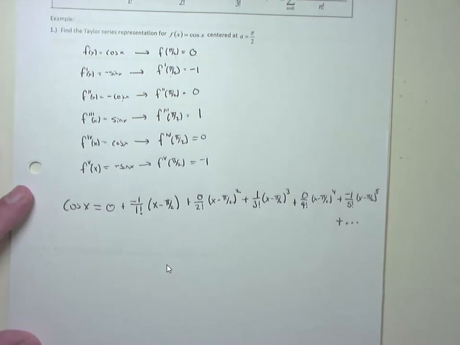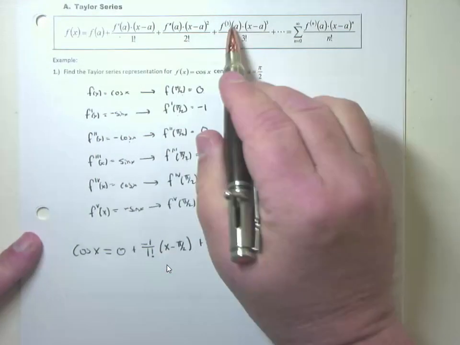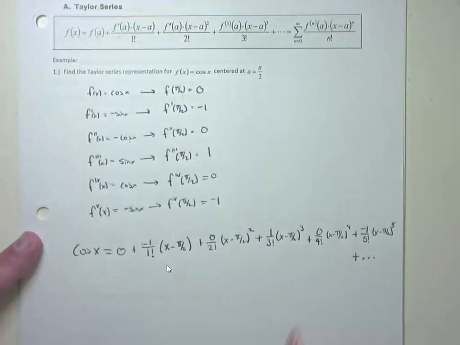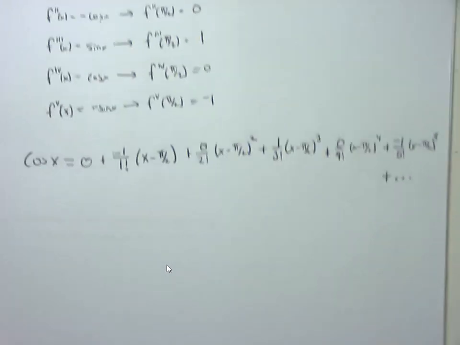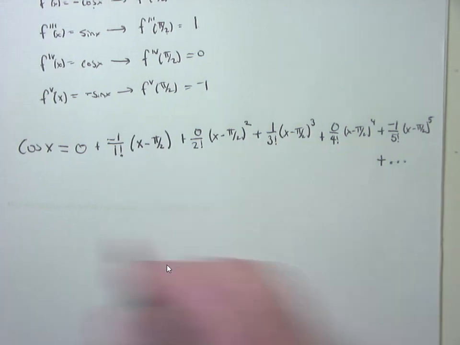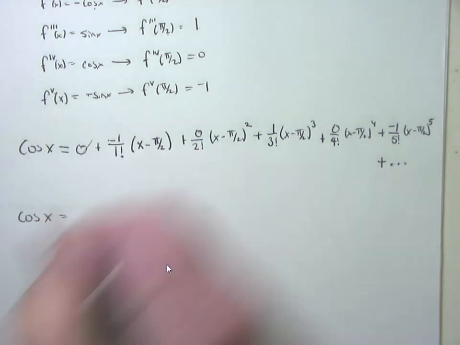Now let's clean this guy up. So again, I wanted you to see that literally all I did was plug in for my derivatives their values, plugged in for a the centering point pi halves, and I've created the Taylor series for the cosine of x. Now, cleaning this guy up. That means the cosine of x is equal to, well, no reason to write 0.